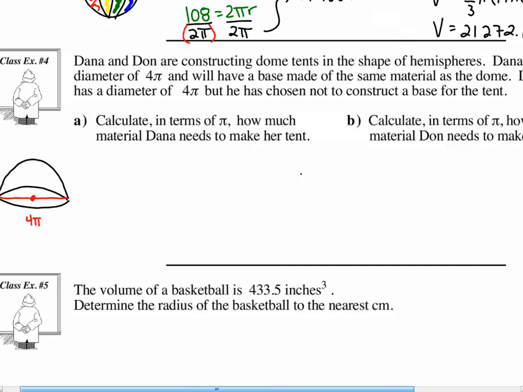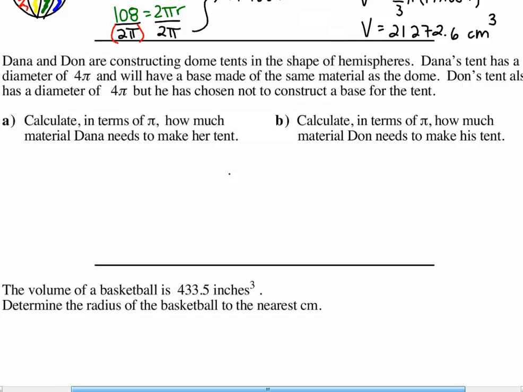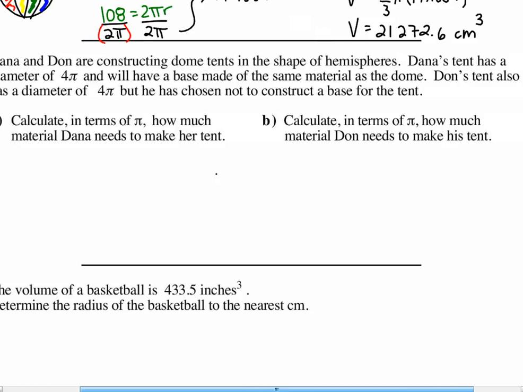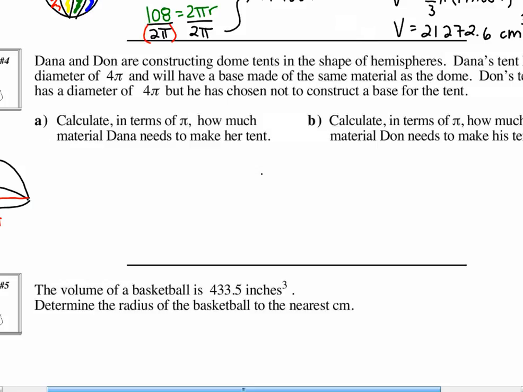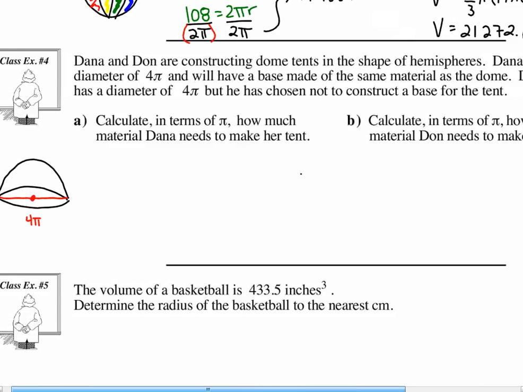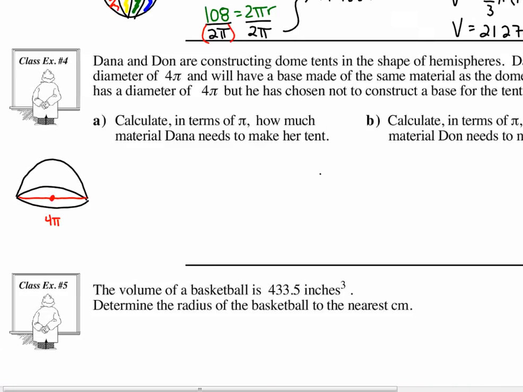Dana's tent has a diameter of 4 pi and will have a base made of the same material. Don's tent also has a diameter of 4 pi, but he chose not to construct a base. Okay, so one has a base, one doesn't. Calculate in terms of pi how much material Dana needs. So the surface area for Dana, does she need the floor? Yes, so Dana needs the base included.